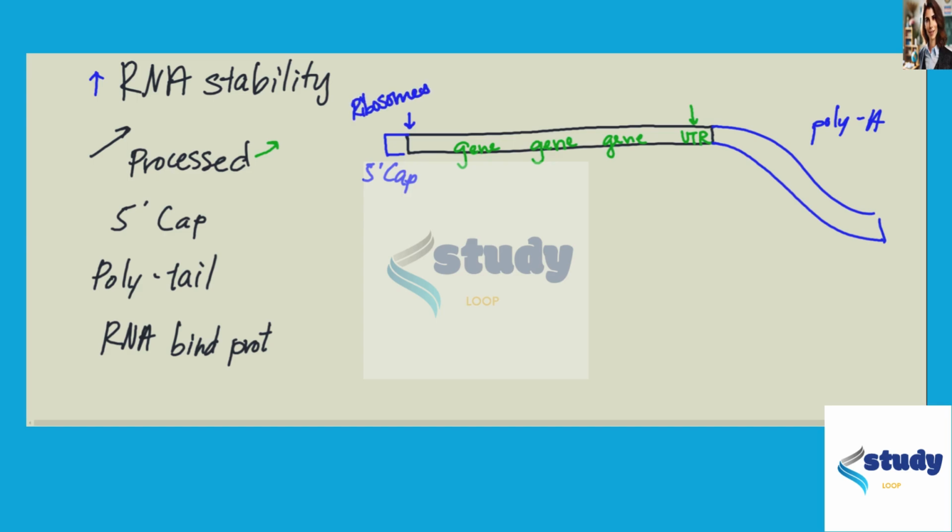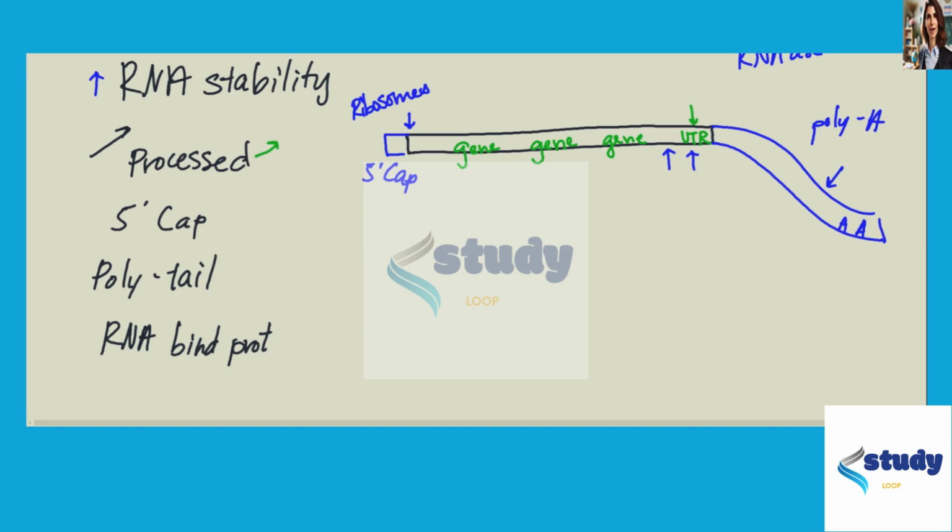And the poly A tail is to prevent the digestion of the important nucleotides by the enzyme RNase. And instead, RNase will digest these useless adenine groups added on to the end.